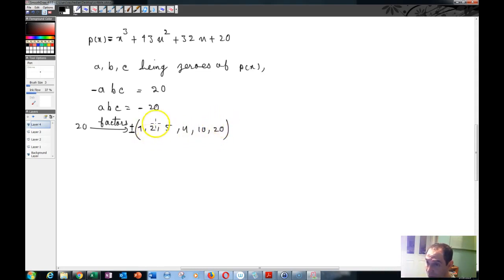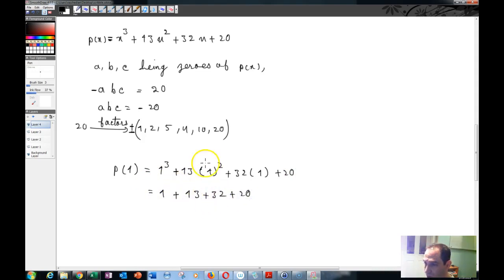Okay. So you can start with, for example, 1. And one by one you need to check which one of these is a zero of this polynomial. So for example, P of 1 is equal to 1 cubed plus 13 times 1 squared plus 32 times 1 plus 20, and that's equal to 1 plus 13 plus 32 plus 20, which is not going to be equal to 0.